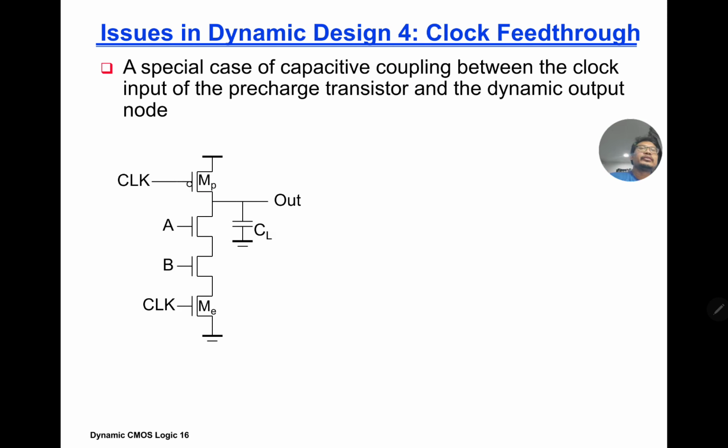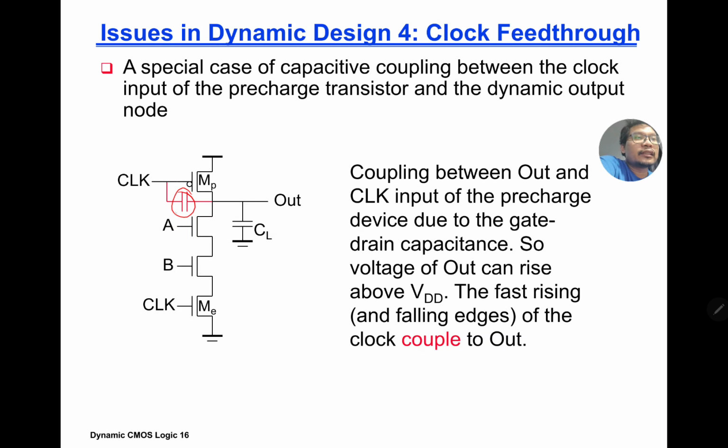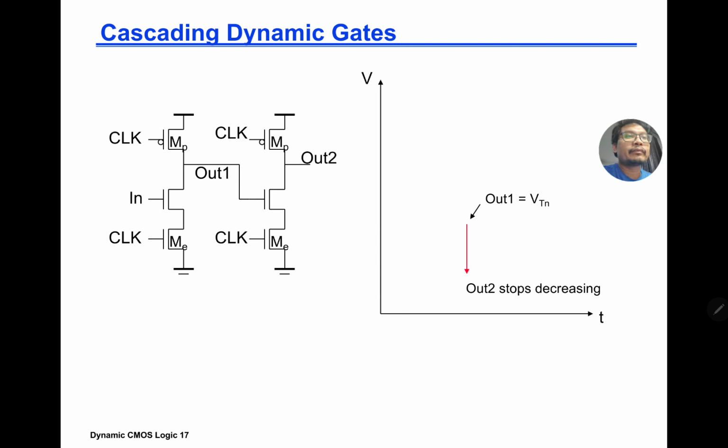Issue number 4 is clock feed-through, a special case of capacitive coupling between the clock input of the pre-charge transistor and the dynamic output node. So we have another capacitance there between the clock and the output. This is coupling between out and the clock input of the pre-charge device due to the gate-drain capacitance. So the voltage of out can rise above VDD, because of the fast rising and falling edges of the clock coupled to out. Here is another parasitic that's created there, and it creates another issue where your output can go above VDD.